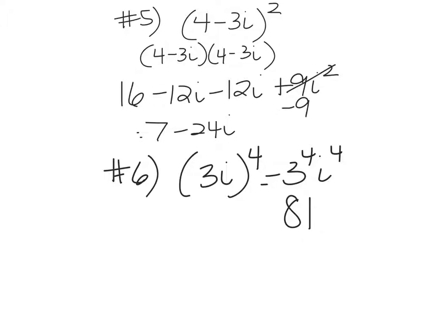All right. i to the 4th. Now, what I like to do, just to make sure that I get it right, is break it down into its squares: i squared and i squared. So I know i squared is negative 1 and i squared is negative 1, and that times itself gives me positive 81. Fun, huh?